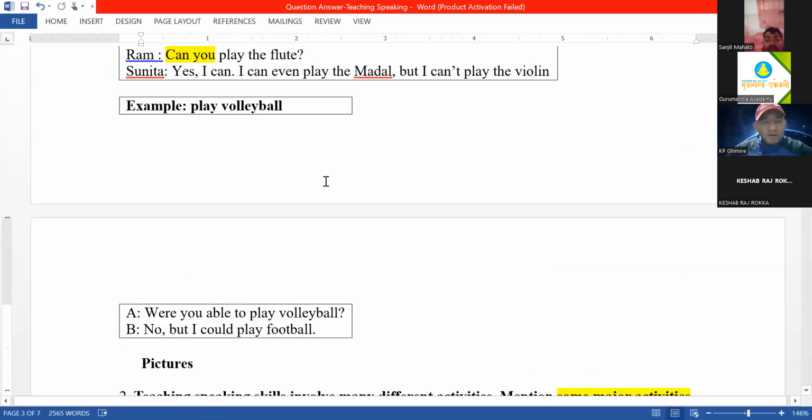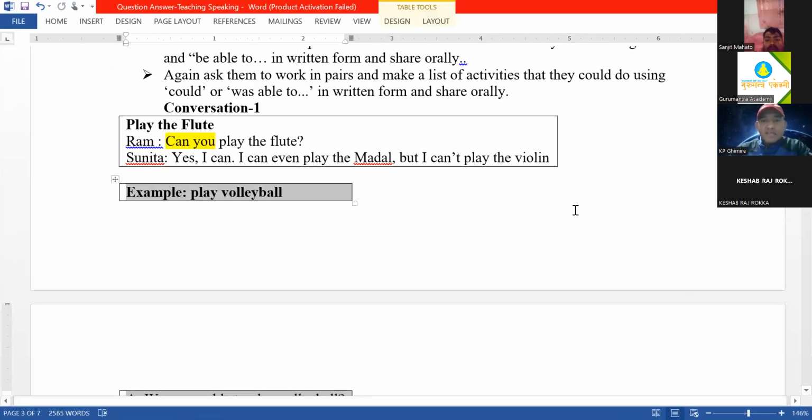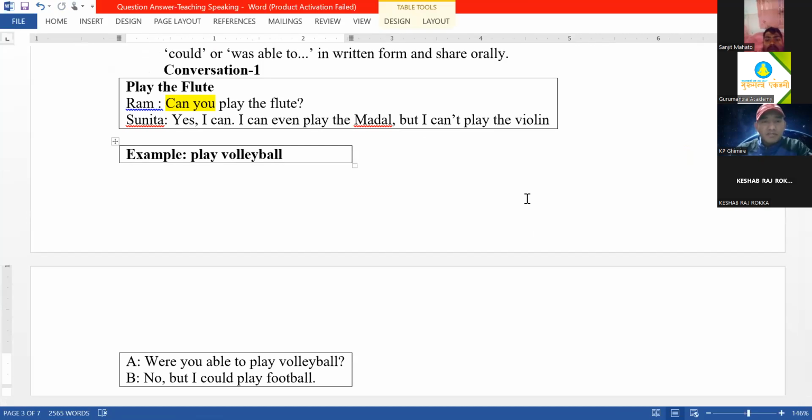So this is all about the first question. Do you have any concerns, Sir Namaskar? Can you use prompts to develop speaking activities? Yes, these are the prompts. These dialogues are also prompts. Examples. This is the way you can get good marks, right?